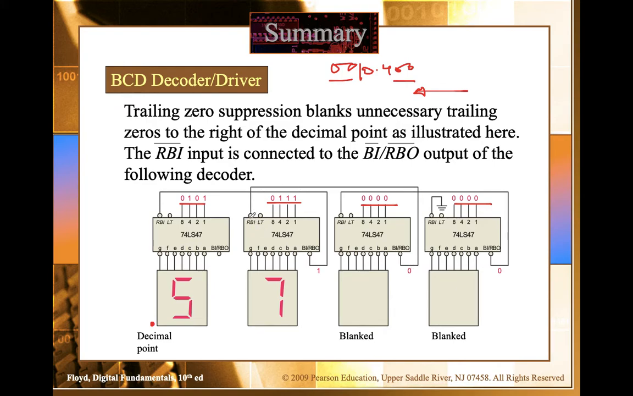Now RBI is again enabled. However, the input is not 0, because RBI only blanks out zeros. This is a number 7, so it will not be blanked out. It will be displayed. And because we're not blanking anything, RBO will be 1, and that will be fed here. So this is the situation here. Because this is 1, this RBI is disabled, so even if there is a 0 here, it will be displayed.